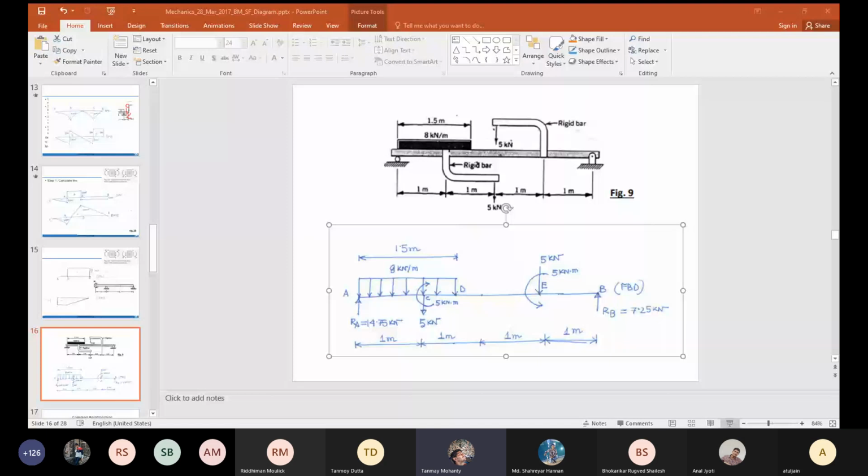Sir, there need to be 4 sections. Yes. As I said, even though it is a uniformly distributed load, this moment and this applied load, 5 kilonewton, is a load discontinuity. So I have to make another section. The second section will be there.